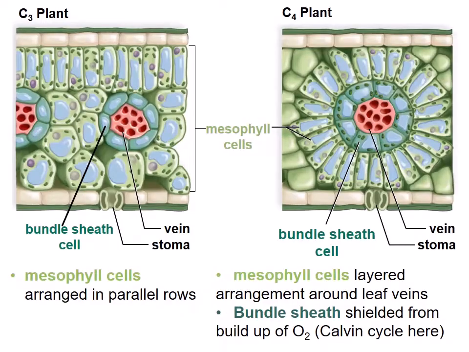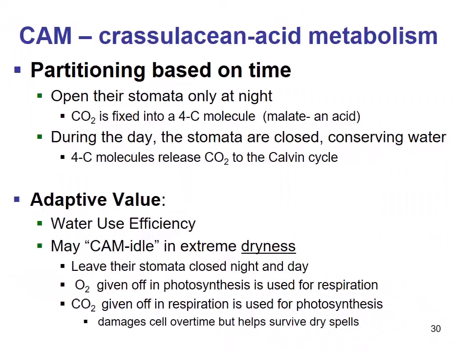So I know I like to give you guys pictures on the exam, but I'm not going to give you a picture of a C3 plant and a C4 plant and ask you to tell me the difference. I just want you to look at the difference in their anatomy. Look at the arrangement of the mesophyll cells and the bundle sheath cells here. In the C3 plant, the mesophyll cells are arranged in parallel rows, and in a C4 plant, the mesophyll cells are layered around the leaf veins, and then the bundle sheath cells are shielded from the buildup of oxygen, so the Calvin cycle is going to happen there.